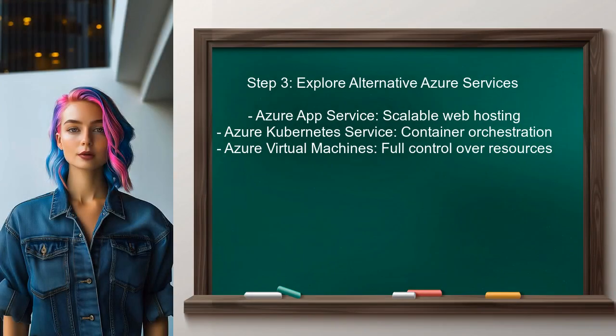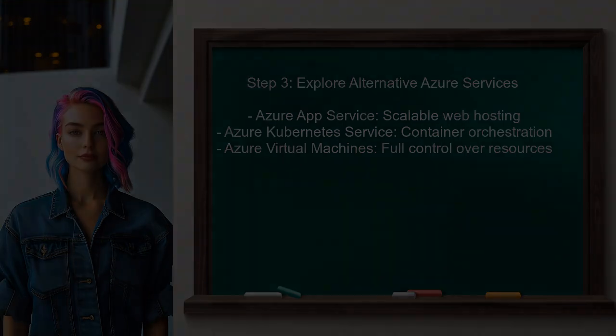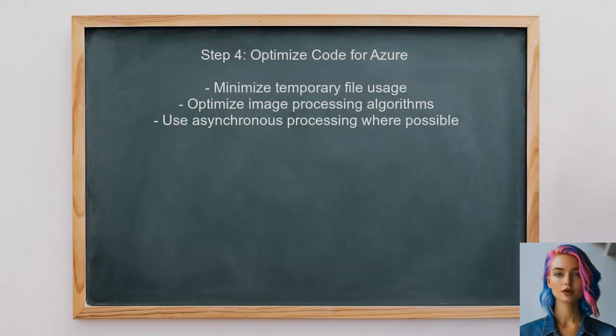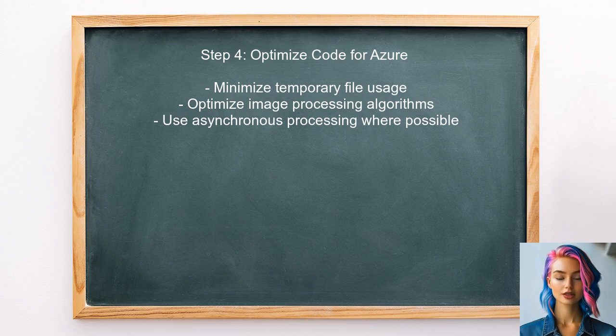For running more powerful workloads without managing virtual machines, the user can explore Azure App Service or Azure Kubernetes Service. These options provide more control over resources. Lastly, the user should consider optimizing their code for better performance on Azure. This might involve reducing the number of temporary files or optimizing image processing tasks.